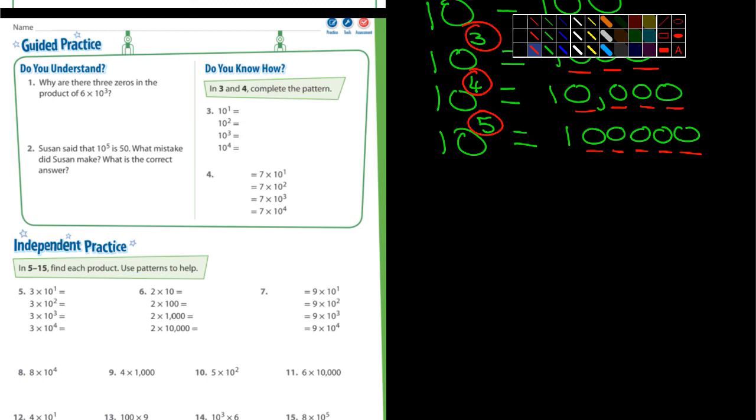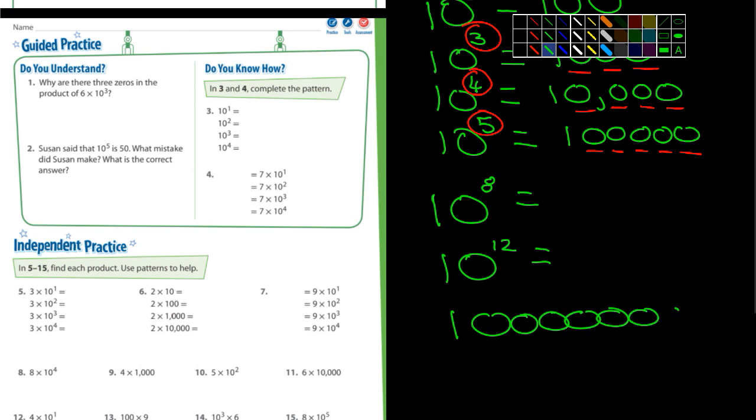So let me just do this. I'm going to put 10 to the 8th. Miss Maldonado, how many zeros would be in that answer? 8. All right. Mr. Oldham, I'm going to put 10 to the 12th. How many zeros would be in that answer? 12. Okay, this is pretty easy, huh? Now I'm going to write a number, look up here, and I'm going to just put a bunch of zeros.